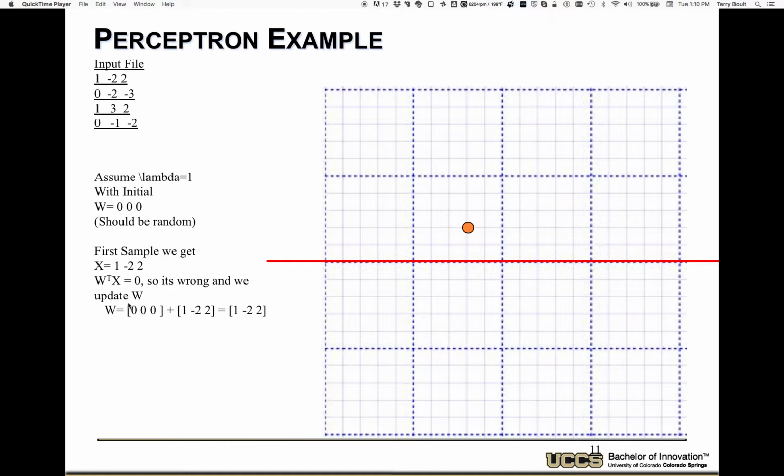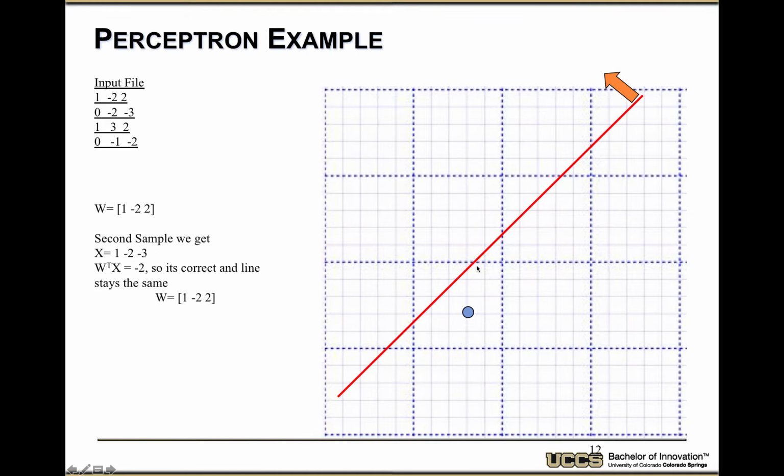So we're going to update w. W is going to take its old value plus, in this case, the positive label, so I'm going to say plus 1, minus 2, 2. That gives me a new value of w of 1, minus 2, 2. So that's a line that has a slope whose normal is minus 2, 2. The normal is pointing that way. The line is, of course, perpendicular to the normal. And its distance from the origin should be 1 unit, which is why it's about there.